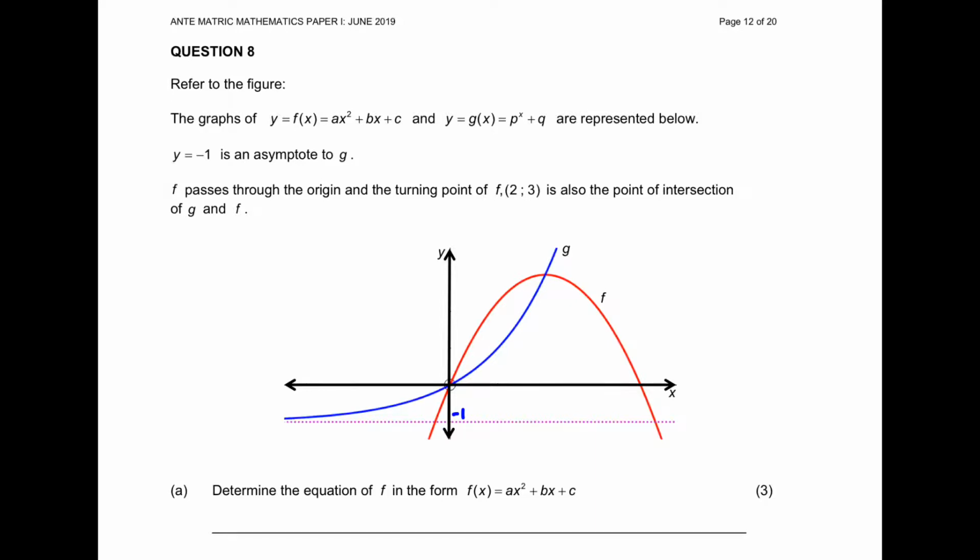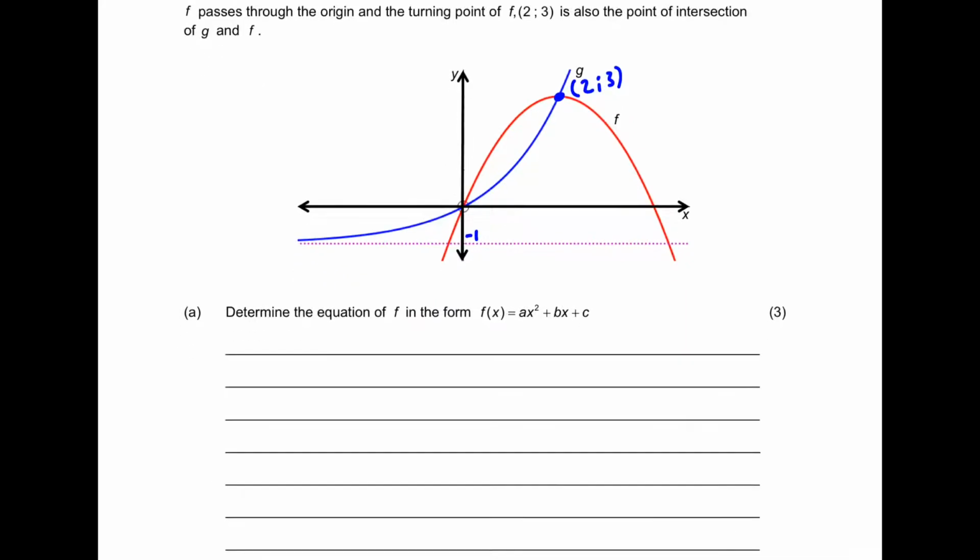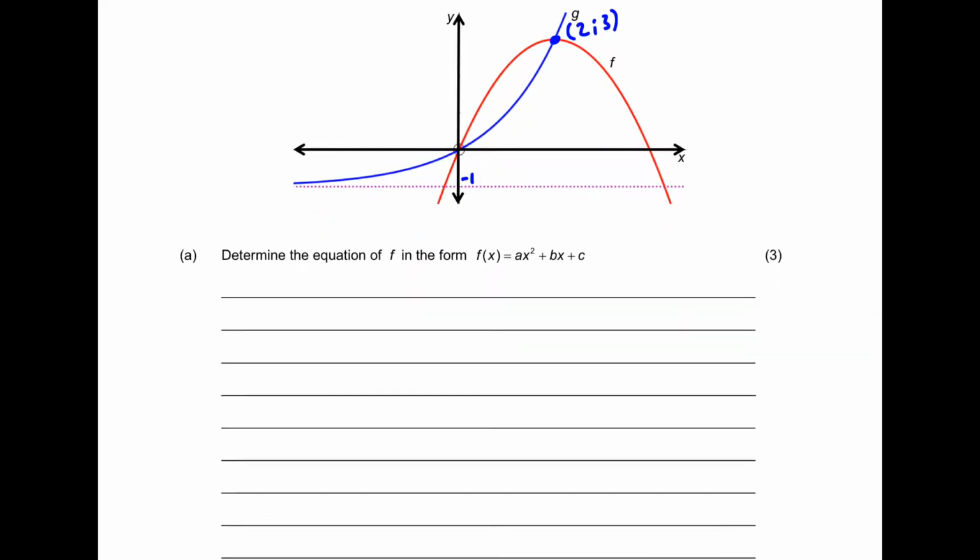Then the third bit of information is that f passes through the origin, and the turning point of f, 2, 3, is also the point of intersection of g and f. That means this coordinate is 2 and 3, the turning point. Question A. Determine the equation of f in the form f of x equals ax squared plus bx plus c.